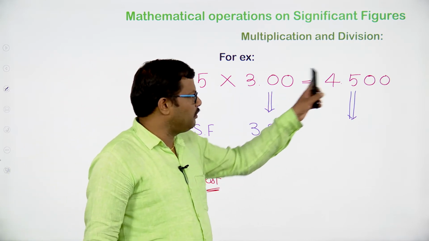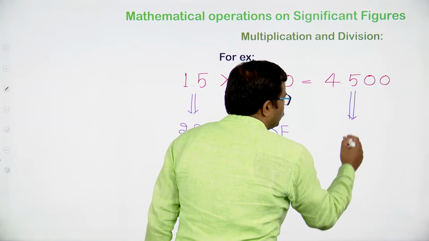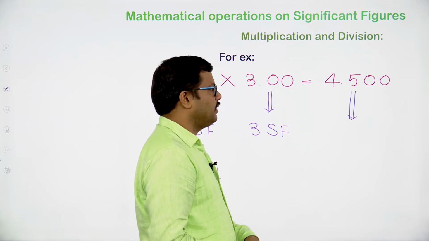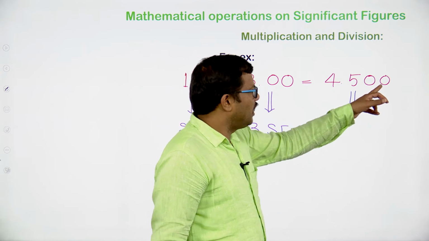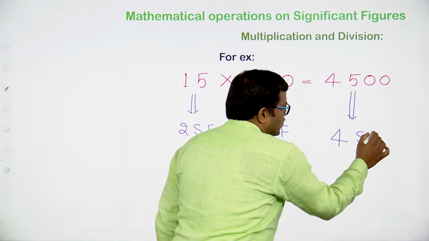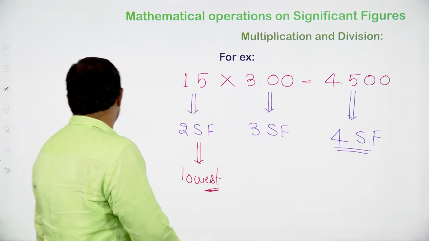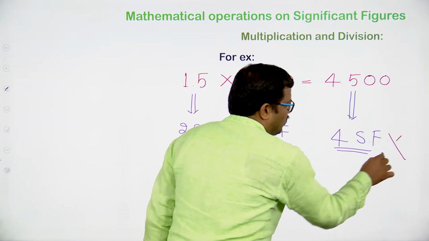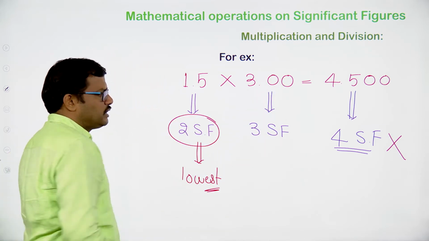But when we go for multiplication, what are we getting? We are getting the value 4.500. Here, how many significant figures are present? 4 is a significant figure, 5 is also a significant figure, 0 is also significant, and the other 0 is also significant. So in total we have 4 significant figures. But is it the correct way of representing the result with 4 significant figures? No, this is the wrong result. So we have to express the result with only 2 significant figures.